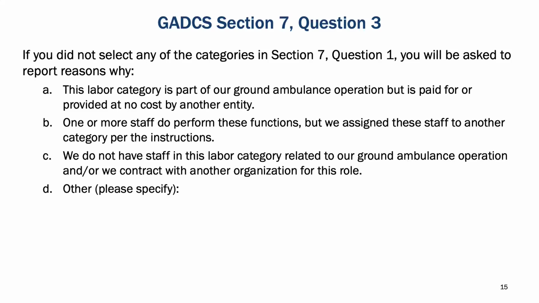You do not have staff in this labor category related to your ground ambulance operation, or you contract with another organization for this role. Keep in mind, if you contract with another organization for this role, you will need to report those costs in section 11 on other costs. Finally, if none of these apply, you can enter your own reason. Note that you're able to check multiple reasons per category.